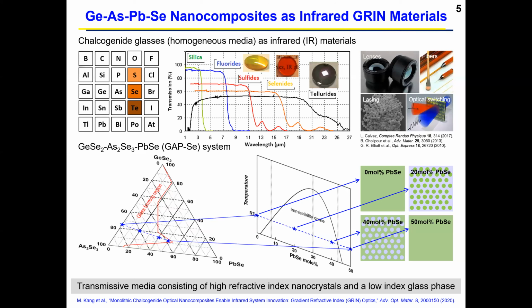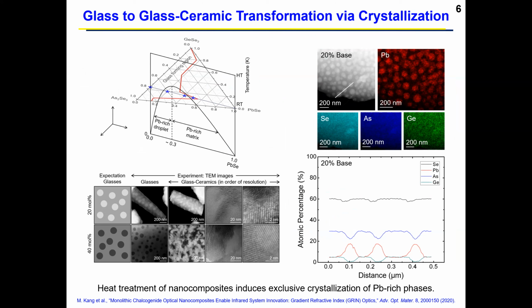The two separated horizontal and vertical phase diagrams you saw from the previous slide are now combined together to show their 3D phase diagram. Now let's look at the two cases where the percentage of lead selenide in the material system is either 20% or 40%, which are all located within the immiscibility dome.